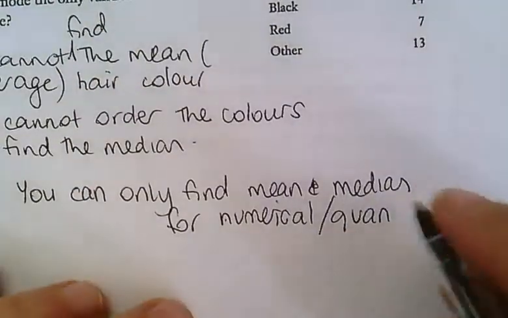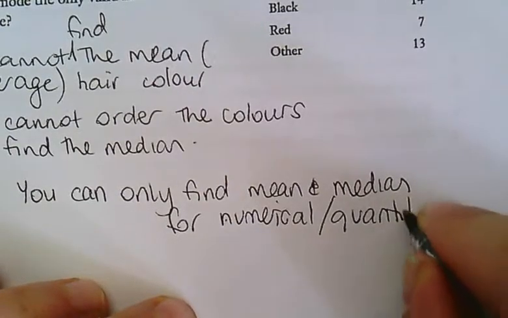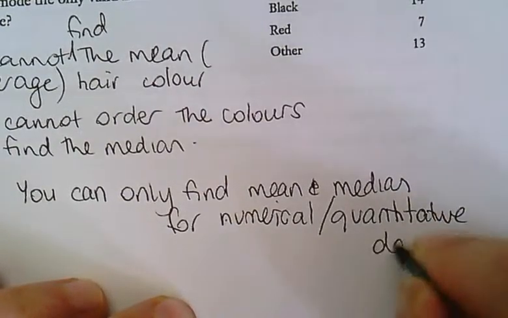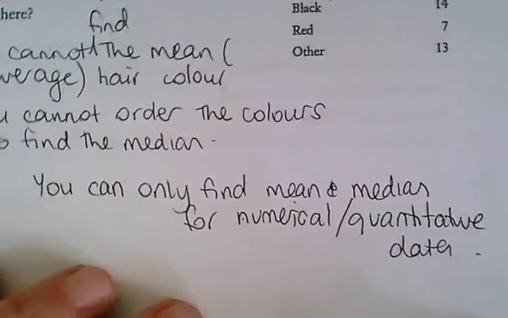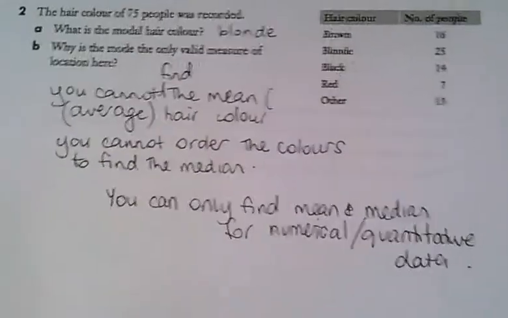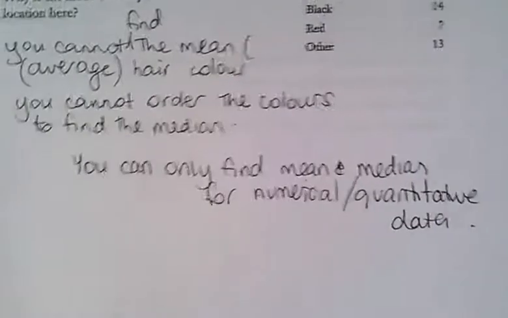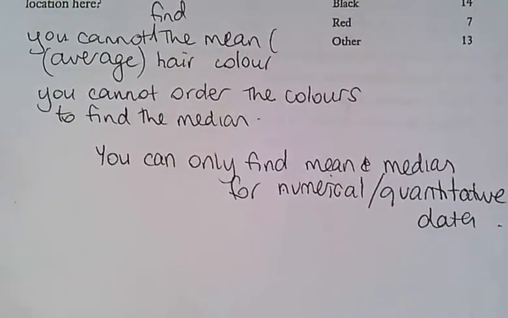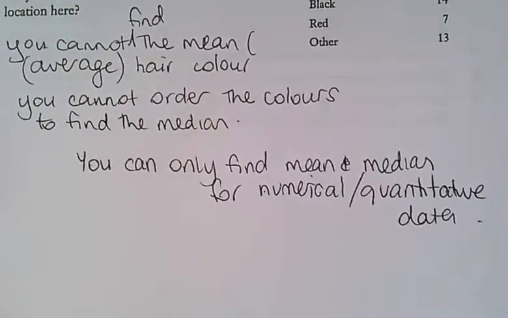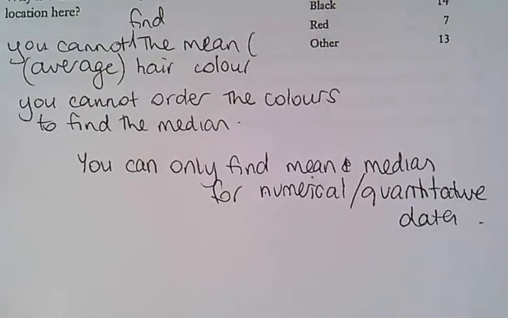So you can only find the mean and median for numerical or quantitative data. But you can find the mode of anything, okay? You can find the mode of all types of data, but you can only find the mean and the median for numerical or quantitative data.